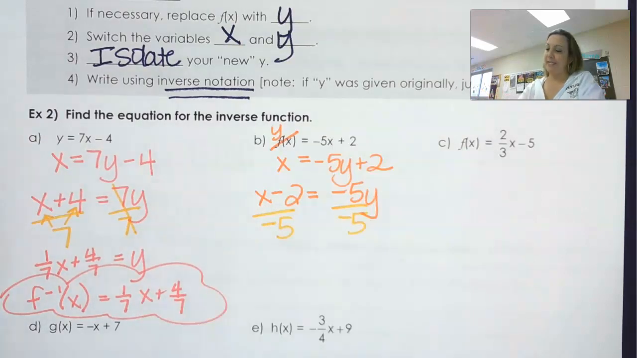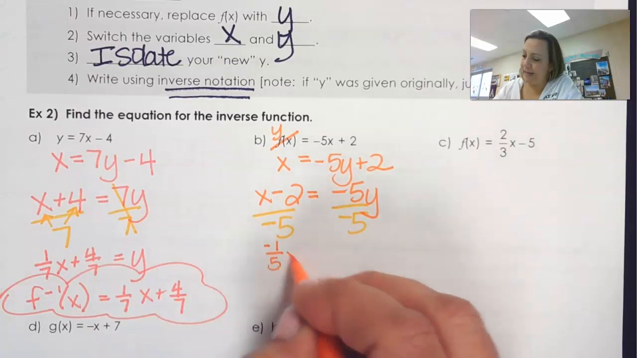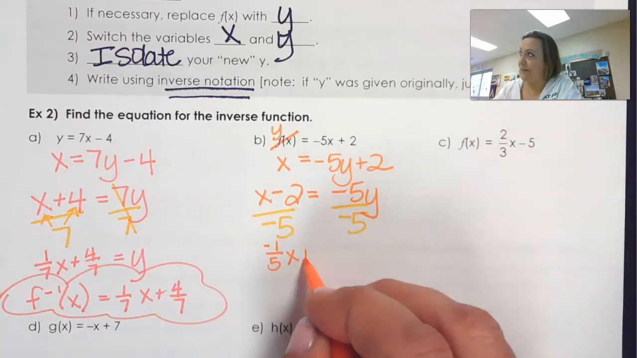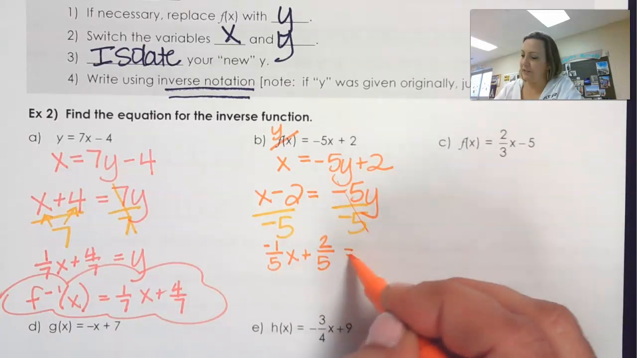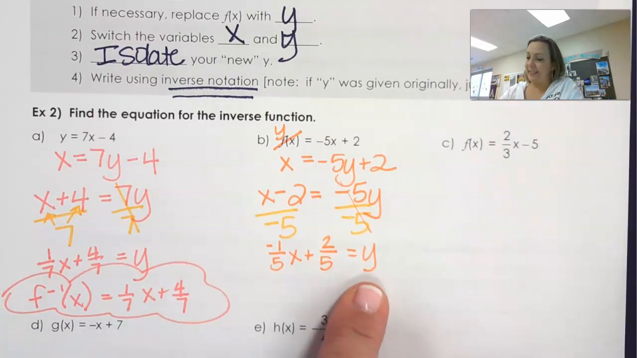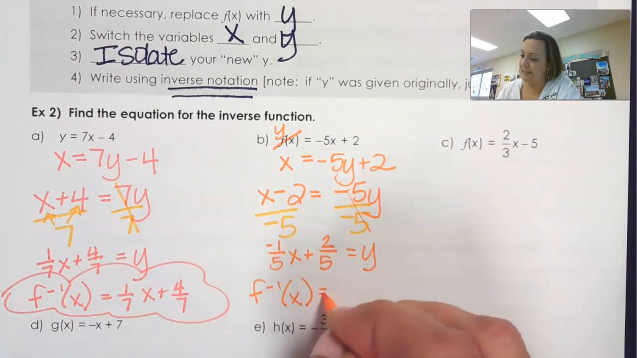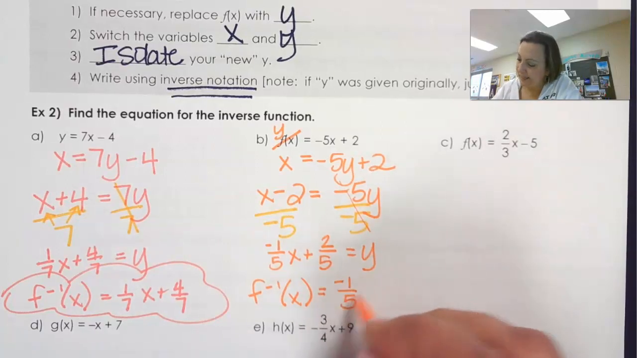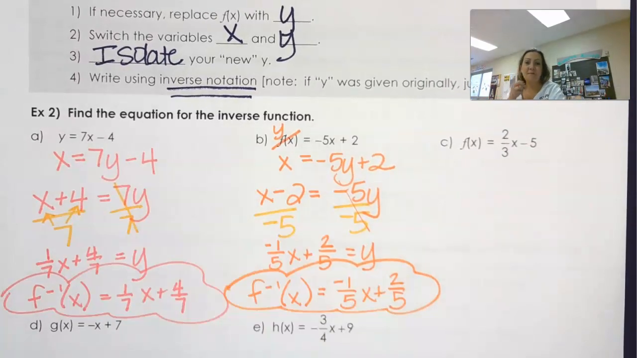And so I'm going to think about taking x over negative 5. That would be like negative 1/5 x. And negative 2 over negative 5 would be positive 2/5. These cancel, so that just leaves me with y. And y is isolated. Our original function was f of x, so we'll use f inverse of x. And we'll say that that is negative 1/5 x plus 2/5. Okay, and that's how we find the inverse. It's not bad, right? How about letter C?